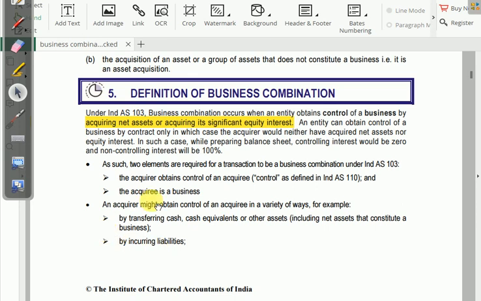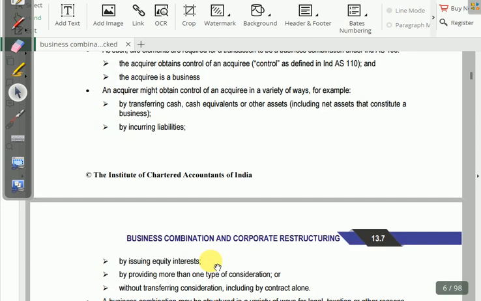As such, two elements are required for a transaction to be a business combination. The acquirer obtains the control of the acquiree, and the acquiree is a business. We should get the control of the acquiree, and whatever we are acquiring or whatever control we are getting over, that thing should be a business. An acquirer might obtain control of an acquiree in a variety of ways. We can get control in a variety of ways.